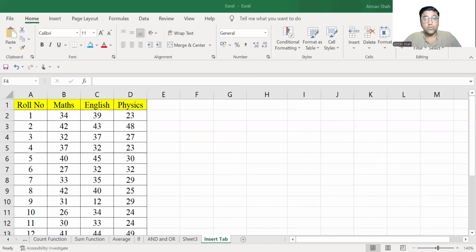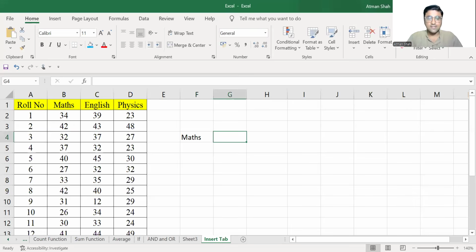Now we know that skewness is a measure of asymmetry of a distribution. So a distribution can have positive, negative, or zero skewness. So let's find the skewness for this given data. I have the hypothetical data on maths, English, and physics marks. So first we will find the skewness for mathematics marks.